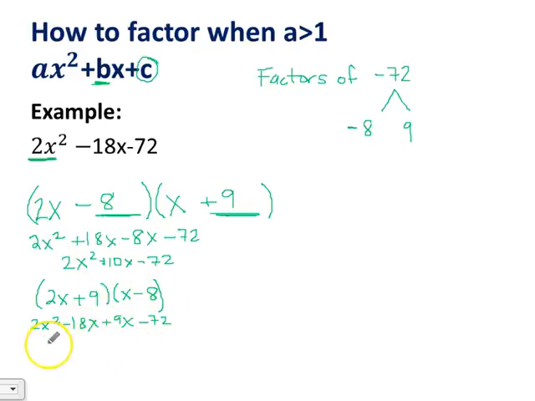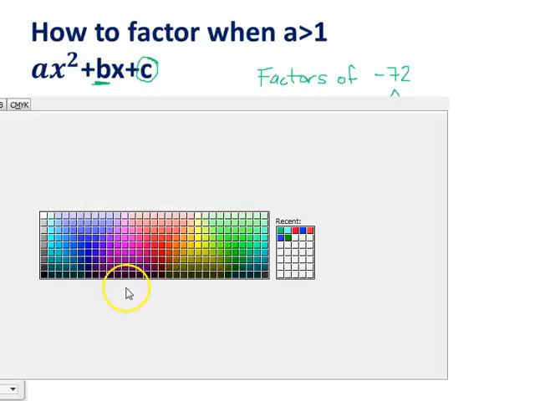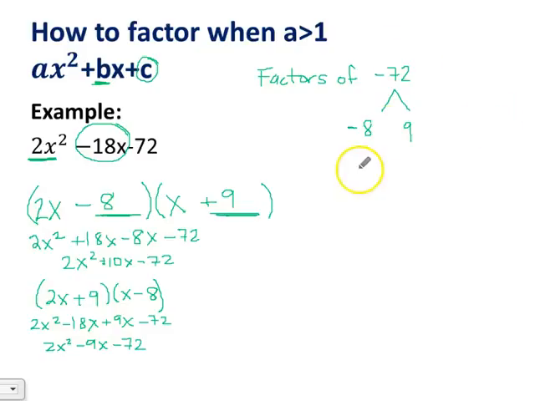Add our like terms together. In the middle there, we've got 2x terms. So negative 18 plus 9 is negative 9. So that doesn't work either. We need that middle term to be a negative 18. So neither one of these has worked. So it looks like we need to go back to the drawing board and try some other factors, because there are other factors of negative 72.